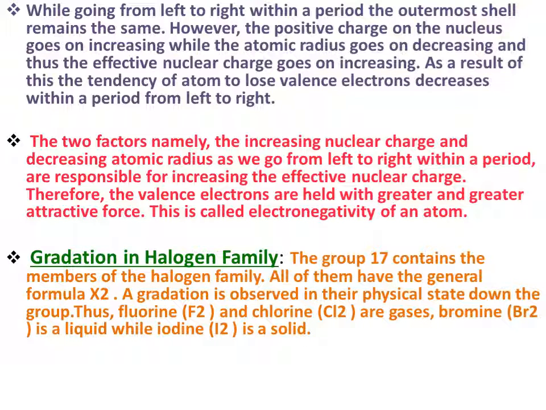Gradation in the halogen family. Group 17 contains the members of the halogen family. All of them have the general formula X2. A gradation is observed in their physical state down the group. Thus, fluorine F2 and chlorine Cl2 are gases. Bromine Br2 is a liquid, while iodine I2 is a solid.